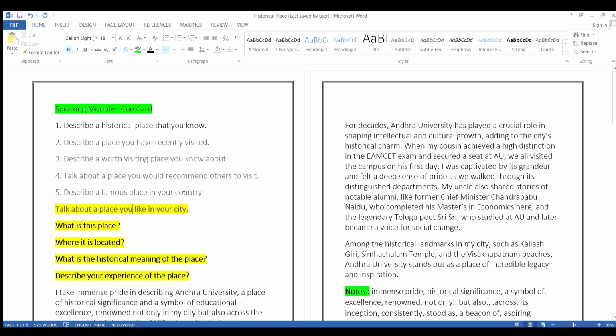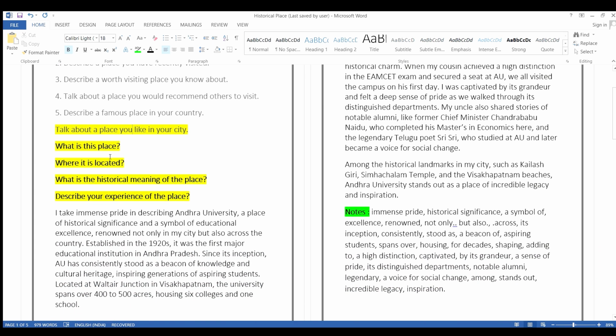The last one, describe a famous place in your country. So, any famous place which is worldwide known, or maybe known to your city, or maybe known to some people, something of that sort. Now, let's get into answering this question. So, it is talk about a place you like in your city. What is this place? Where it is located? What is the historical meaning of this place? And describe your experience of the place.